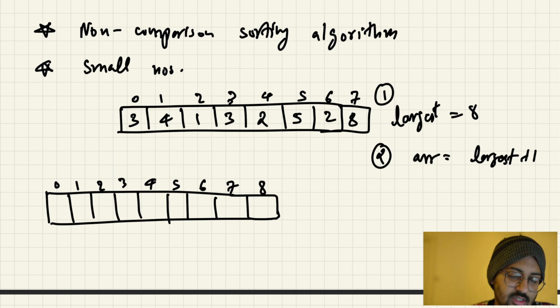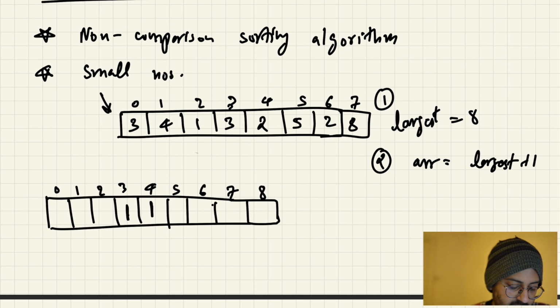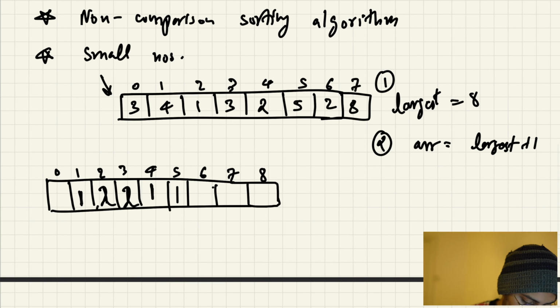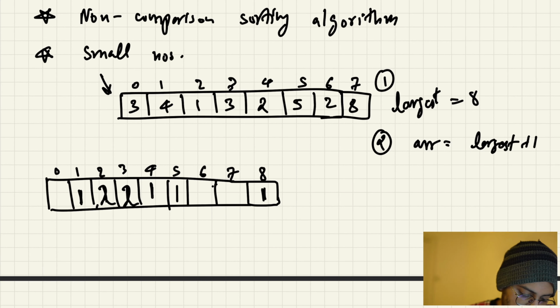Since the largest element in the original array was 8, all the other elements remaining in the array will have an index in the new array. Let's start from the first one. I talk about 3, so I will create a frequency array. Index 3 is over here; 3 is coming in this array one time. Next, 4 is coming one time. 1 is coming one time. 3 is coming another time, so 1 plus 1, 2. 3 is coming twice. 2 is coming once. 5 is coming once. 2 is coming again, so this will be 2. 8 is coming once. Rest 0. So you can see I've created a frequency array.